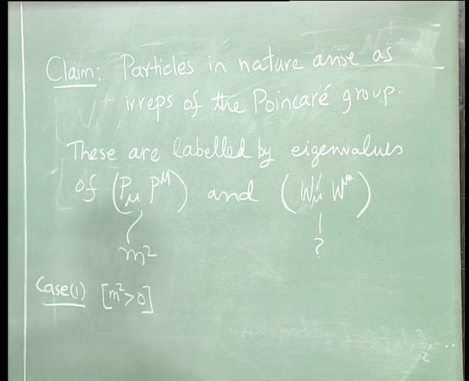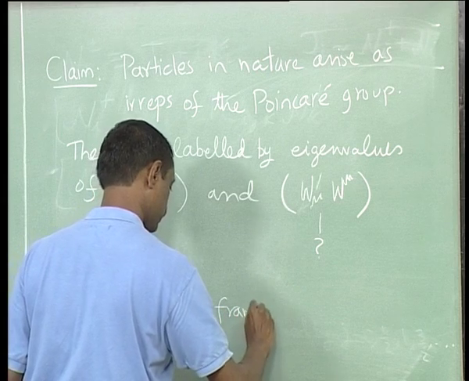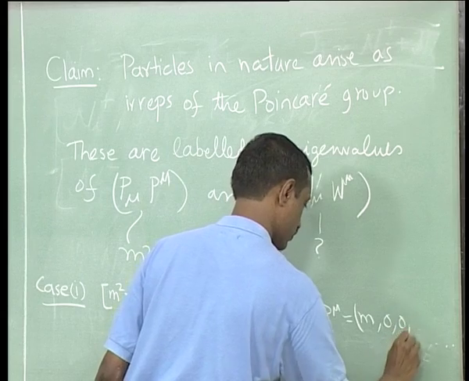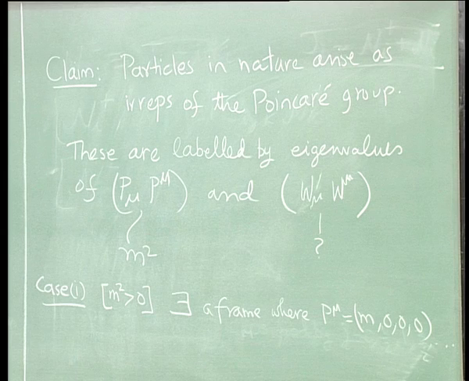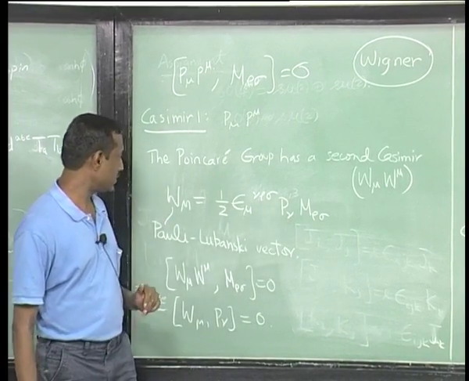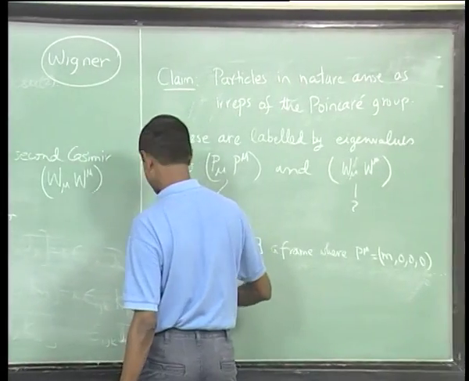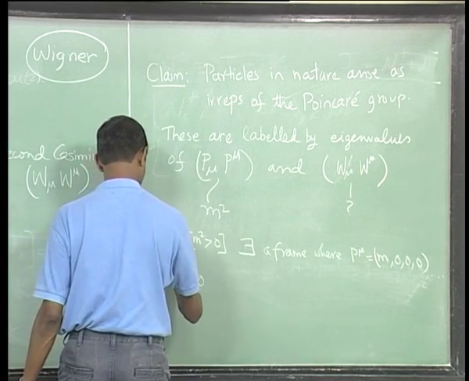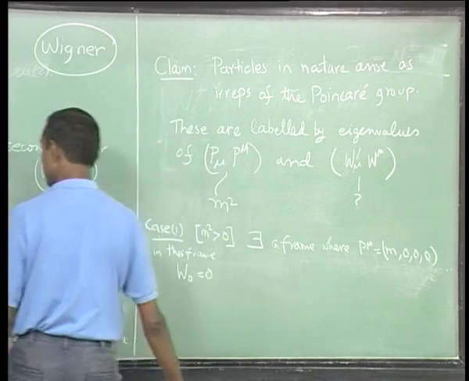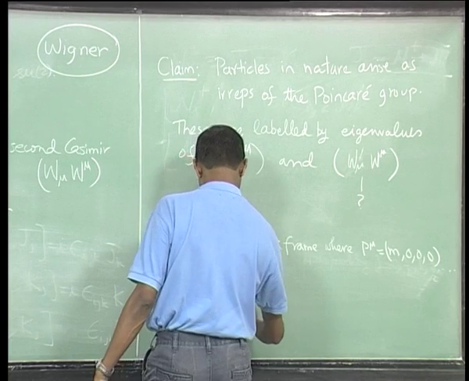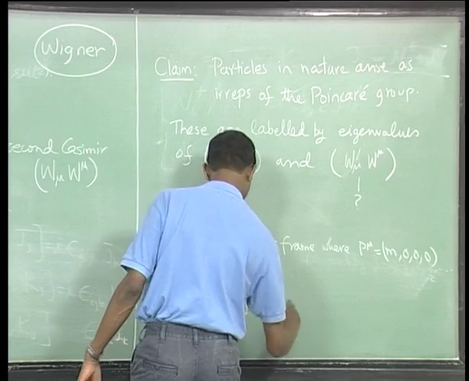In this case there exists a frame where P mu is at rest. What is this frame called? The rest frame. So, let us ask what is W mu in such a frame. In other words, P 0 is the only remaining component. Now if you see this, the first thing you will notice is that W 0 is 0 in this frame. But W i is, up to some sign, half epsilon i j k M j k, up to a sign.